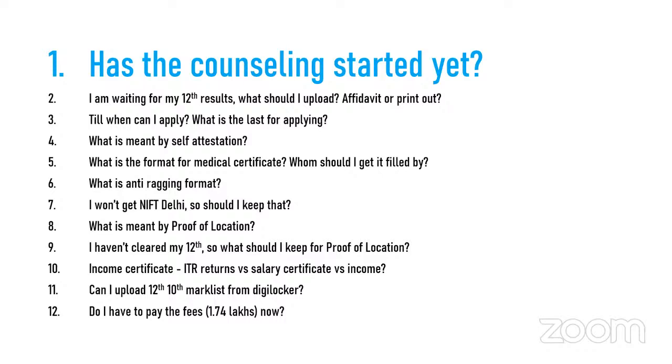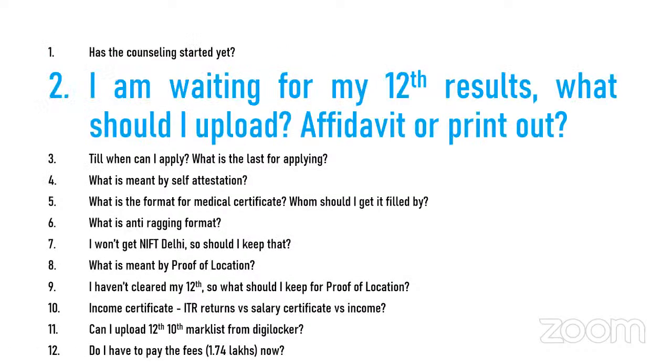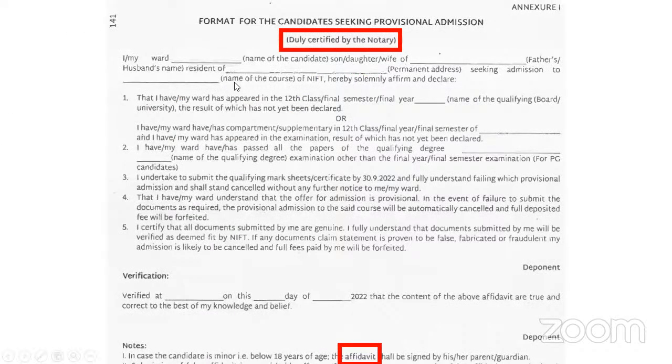So that's a very valid question. It is actually the parents that you have to give. Okay. So as I've said, the counseling has started already. If you're waiting for your 12th results, you will have to upload the affidavit. Annexure 1 is what you will have to upload. This is how the annexure would look like.